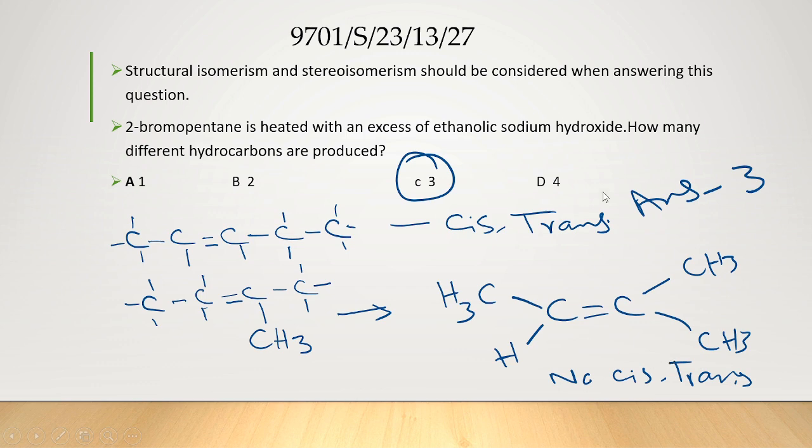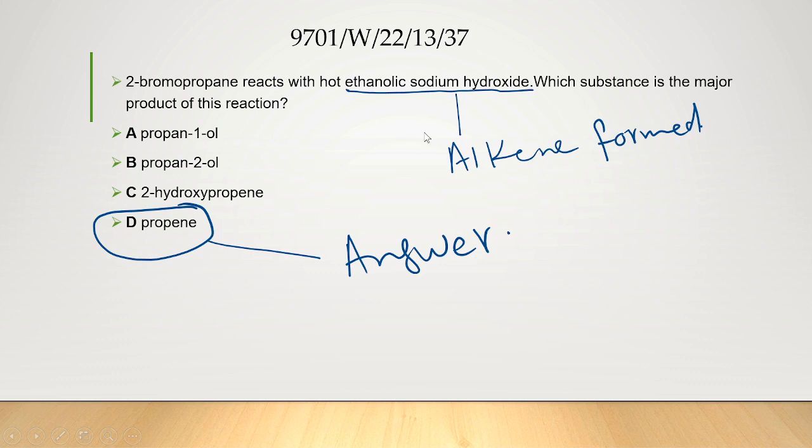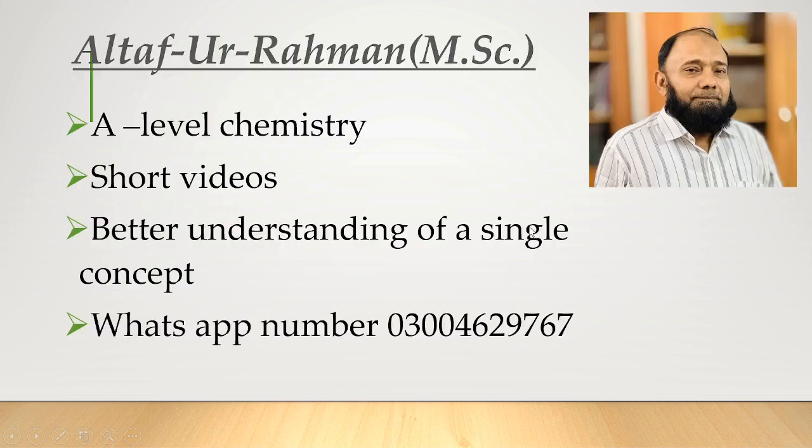So basically, this is a combination of isomerism and the nucleophilic substitution reaction question. In this question, simple ethanolic sodium hydroxide, when it is added to 2-bromopropane, obviously propene is formed. It is clear, we have discussed earlier.